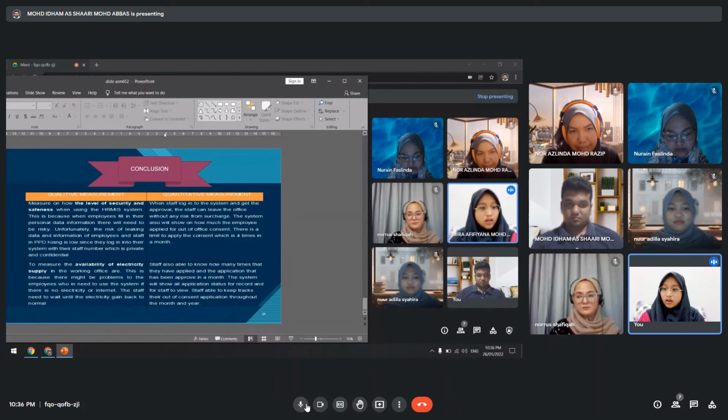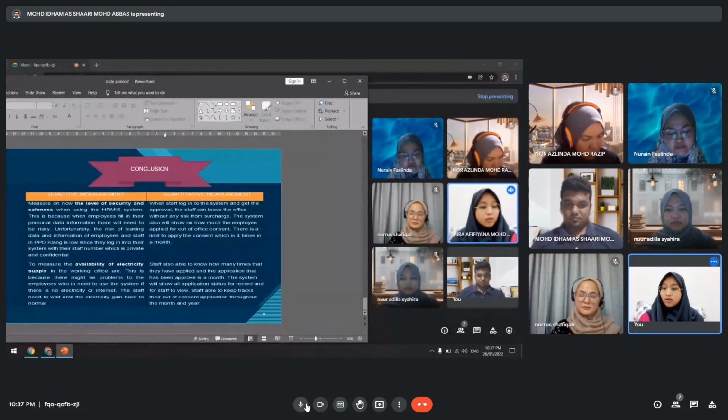Quantitative measurement. When staff log into the system and get approval, the staff can leave the office without any risk of surcharge. This system also shows how many times the employee has applied for out of office consent. There is a limit to apply for consent, which is 4 times in a month.